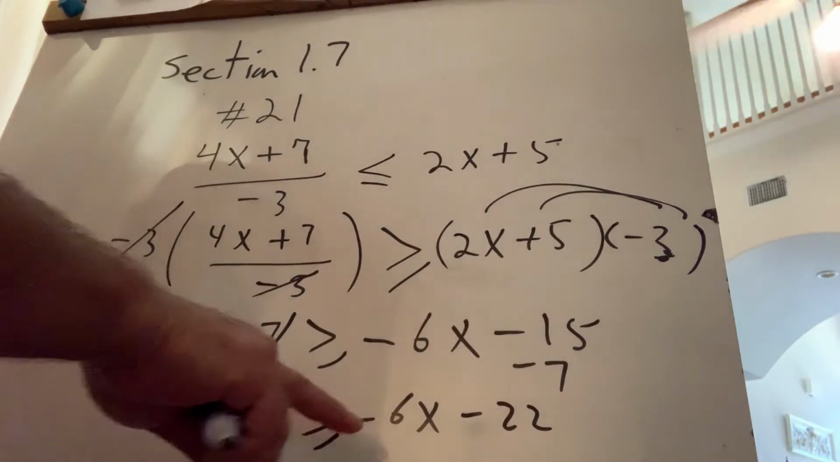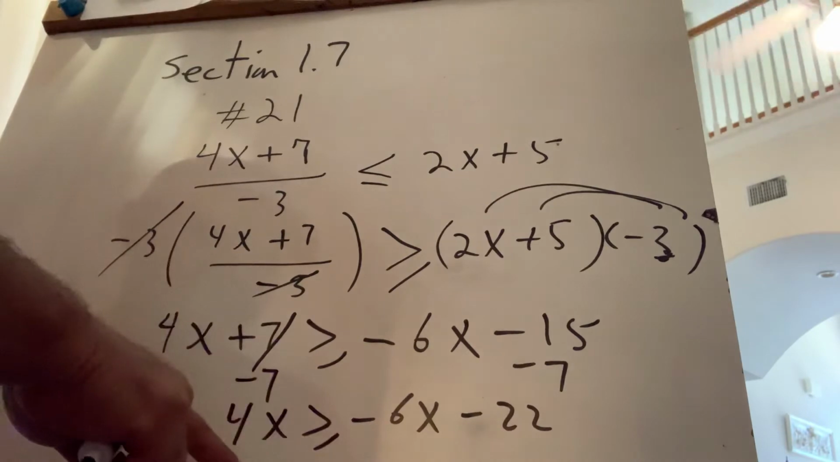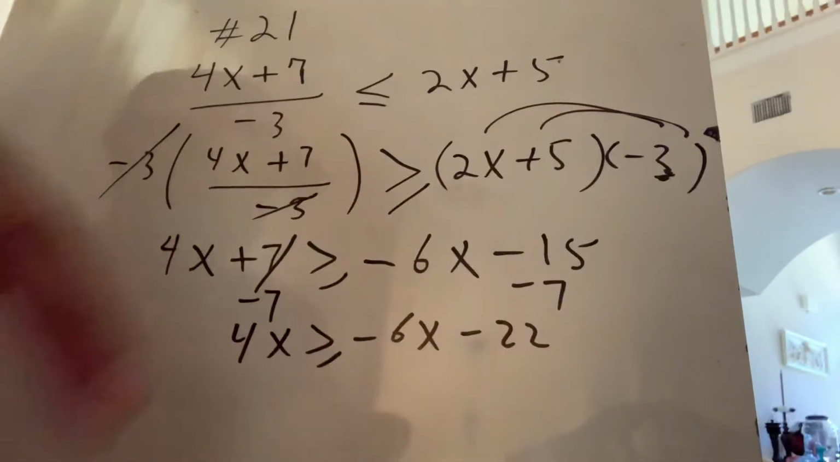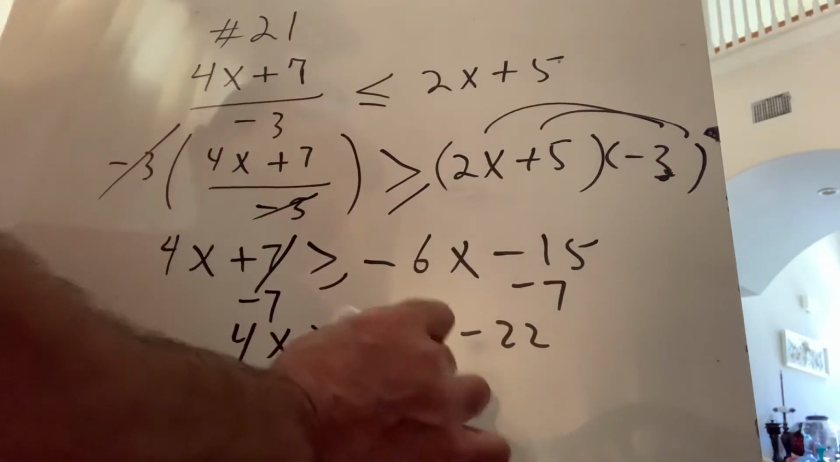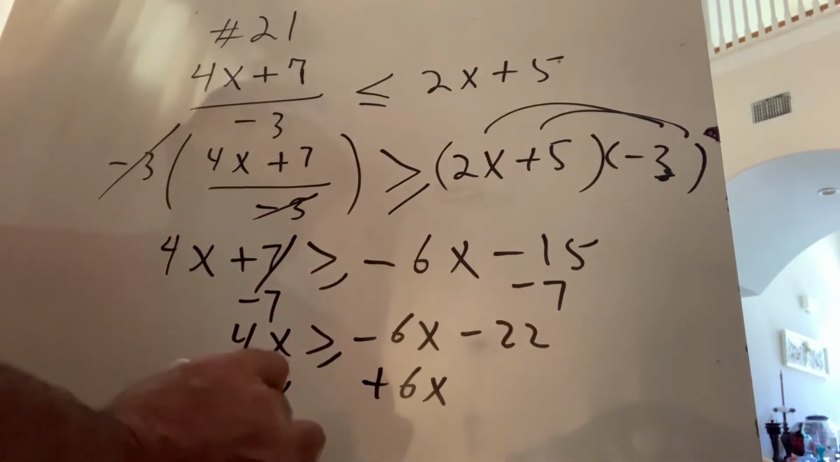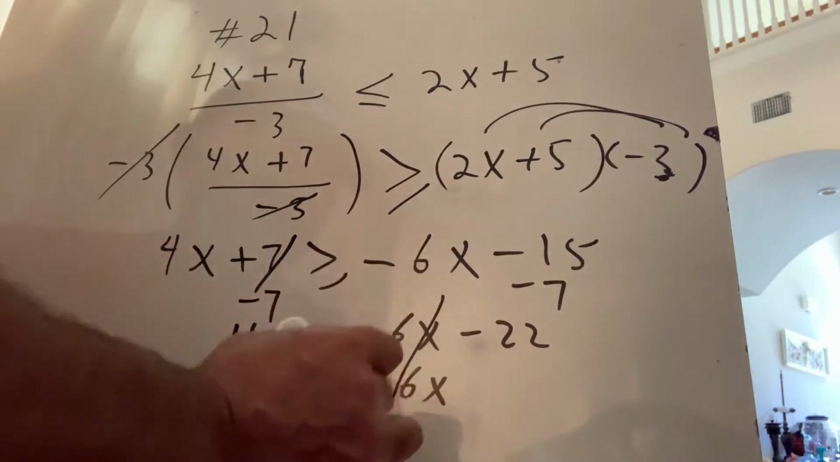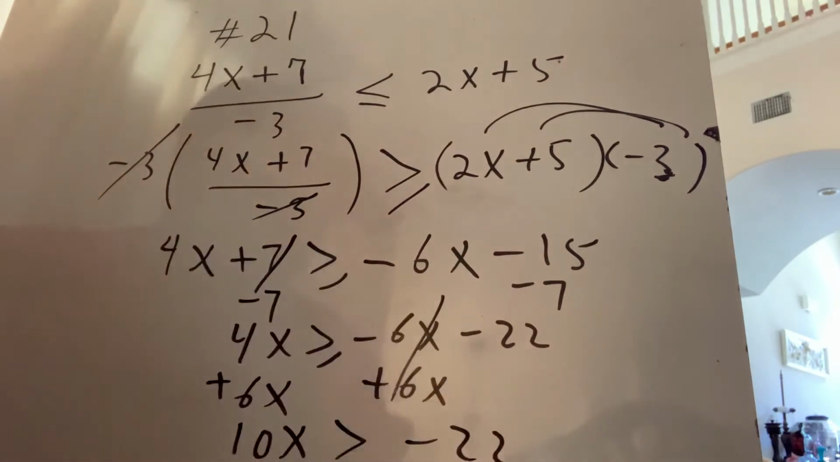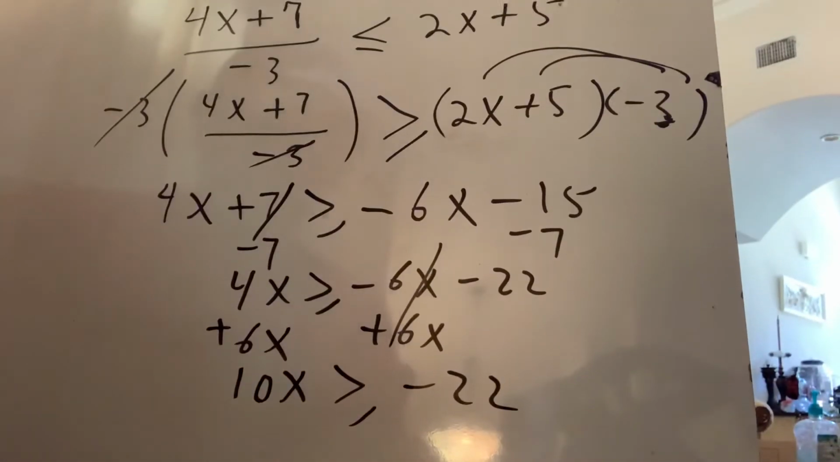Now to remove the -6x from the right so we can have all the x on the left, we're going to add 6x to both sides, and that becomes 10x greater than or equal to, those cancel, and you get -22. Okay, so there is where we are: 10x greater than or equal to -22. I'm going to go ahead and move it upstairs.